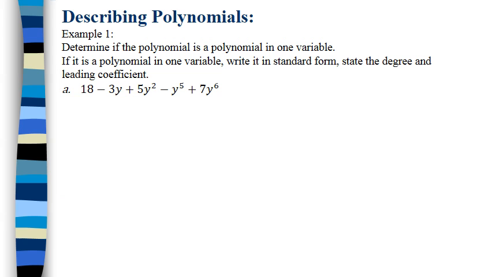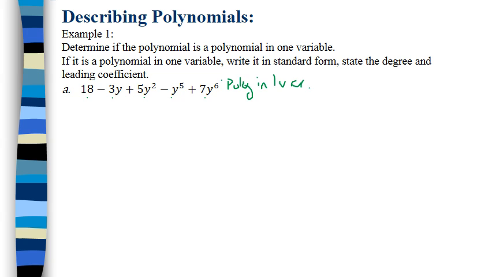so if we want to determine if it is a polynomial in one variable, what is its standard form, what is its degree, and what is its leading coefficient? Okay, so we check out this here, and we notice that it's either a constant or all in y. So it is a polynomial in one variable.